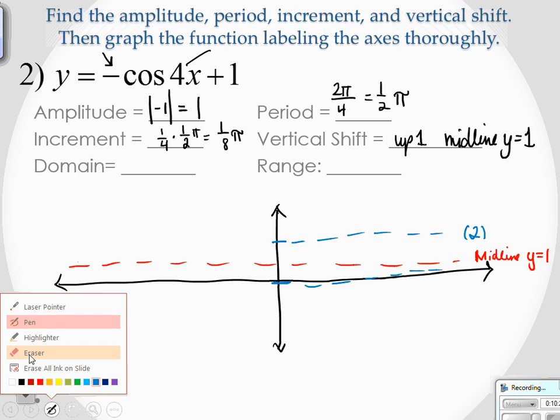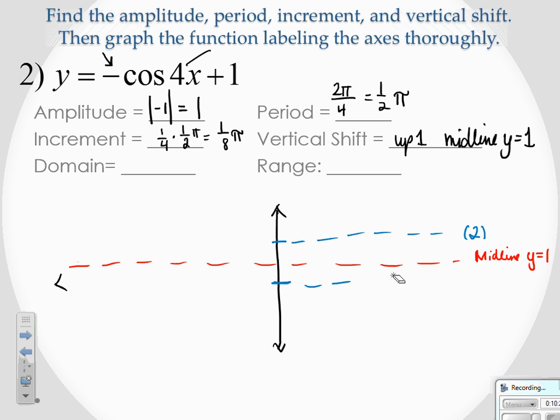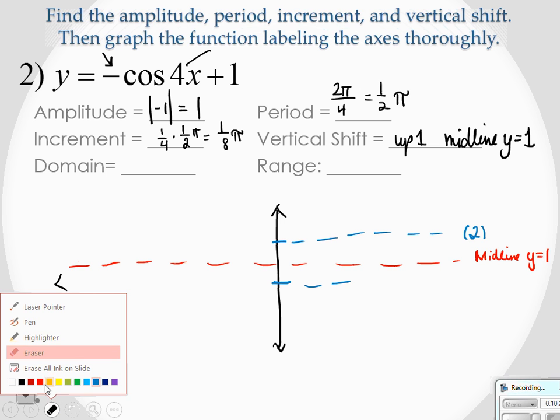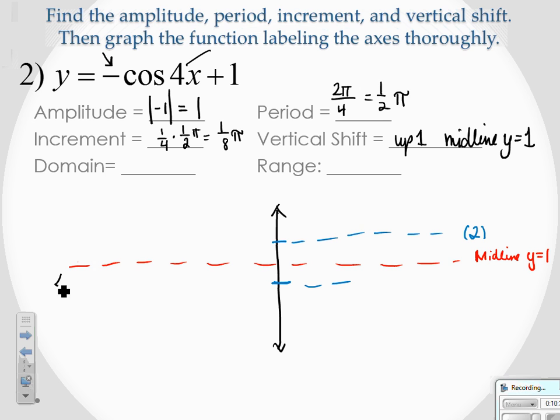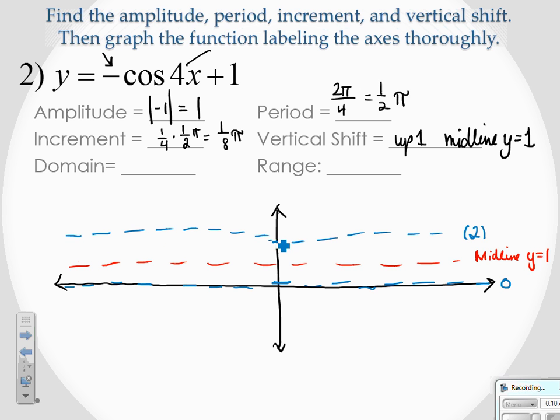I'm going to erase this a little bit here and redraw that because I was off just a little bit. You can draw a little bit better than I can. There you go. And then I'm going to go back to get blue and get my bottom here, and this would be 0. So my midline is 1, and I got the lower dash done, and the upper dash would be at 2.